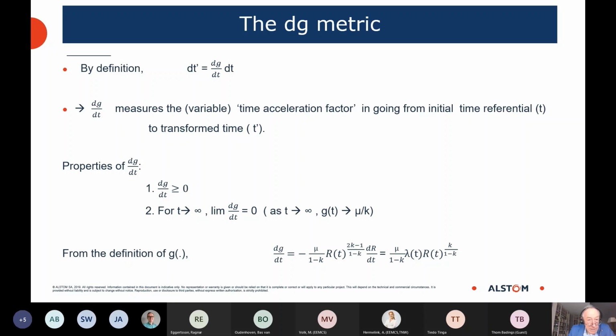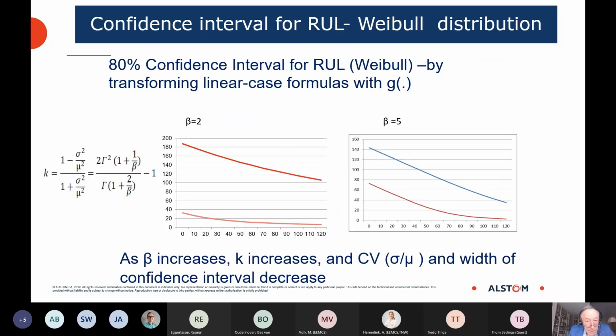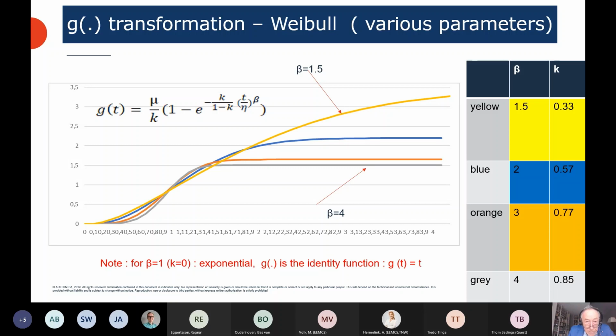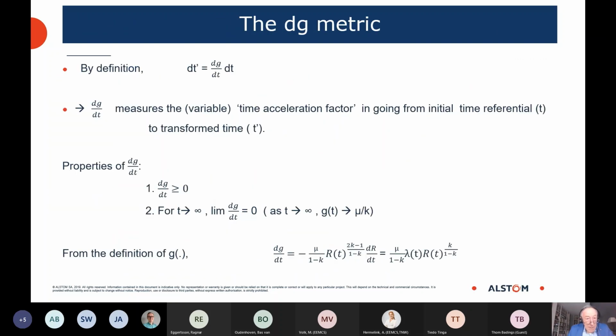dg over dt is always non-negative, and when t goes to infinity, it goes to 0. We can see this from the definition of g. As g goes to mu of k, you can see graphically here that, oops, sorry, I went too fast. You can see here that the derivative goes to 0, right? And here it's 0. Then we can find all those formulas which can be useful to calculate. We have the failure rate, the reliability function, and the k coefficient.